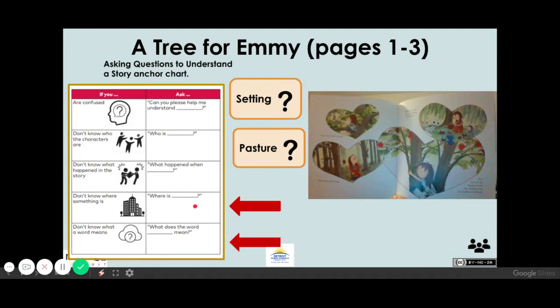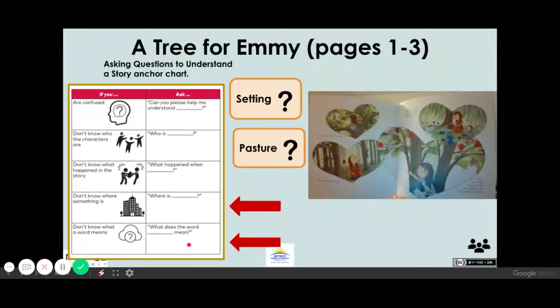Now, there's a word on this page called pasture. If you don't know what that word means, what question could you ask? Yes, down here, we don't know what the word means. So we want to know, what does the word pasture mean? A pasture is a big open field where grass and flowers and trees can grow and animals can eat. How does that help us understand the story?